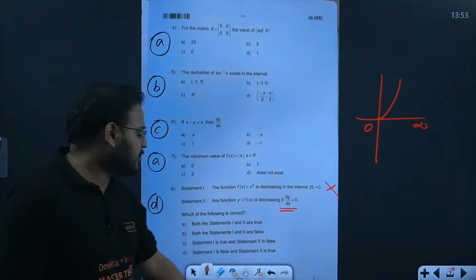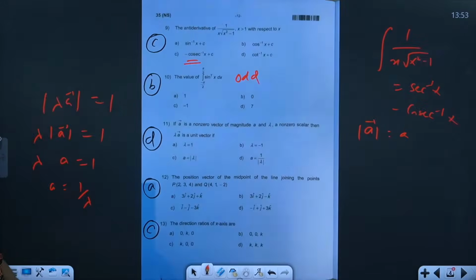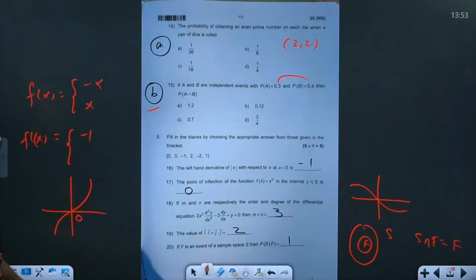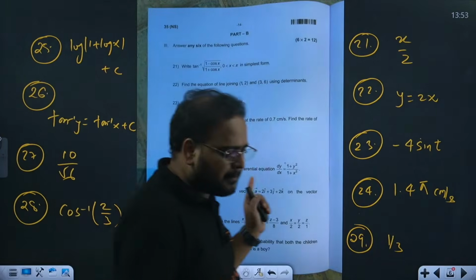1 is false, 2 is true. Please check. Yeah, 1 is false, 2 is true. Yes guys, this is correct.